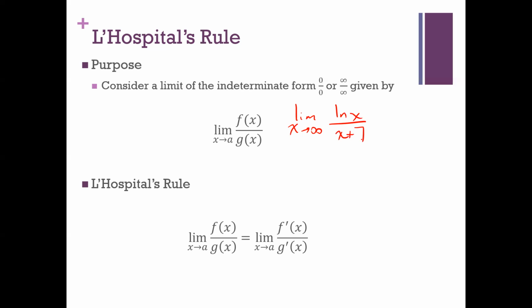Okay, so this thing right here, does this fit the L'Hopital's rule criteria? Yes. I have an infinity over infinity indeterminate form, which means I can use L'Hopital's rule. What's the derivative of the numerator?